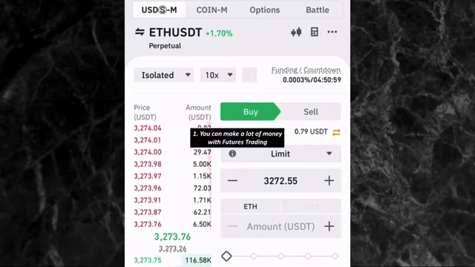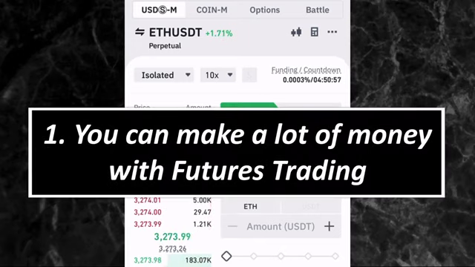Number one is you can make a lot of money with futures trading. Yes, it is possible. You can turn $10 to $1,000. You can turn $20 to $200, $2,000. You can make a lot of money with futures trading.